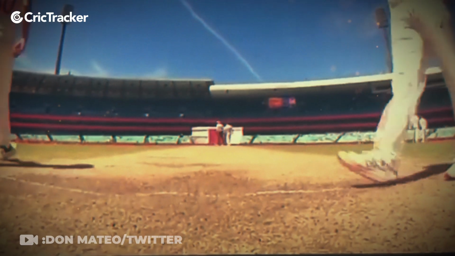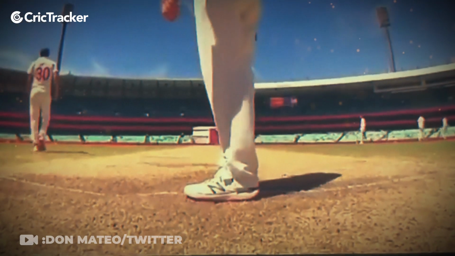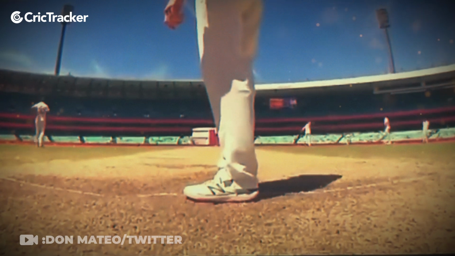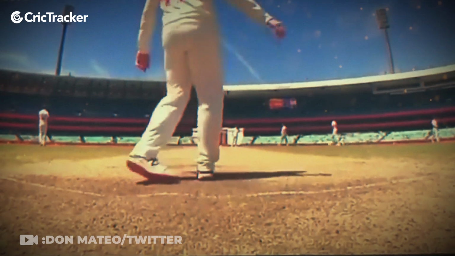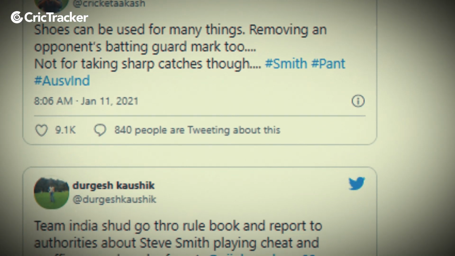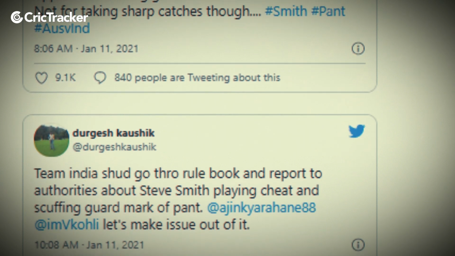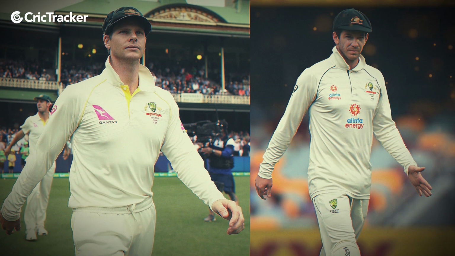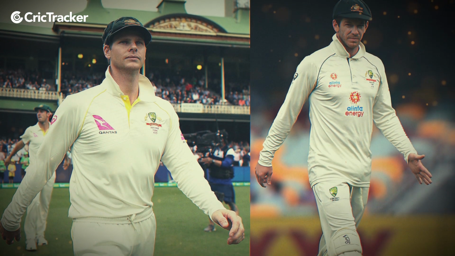During one of the drinks breaks, Steve Smith went to the batsman's crease, shadow batted and scuffed the batsman's guard. It is speculated that he was definitely trying to disturb the batsman's concentration. For this incident, Steve Smith had a severe social media backlash from fans and from ex-cricketers. But Steve Smith and skipper Tim Paine cleared the air after the game.